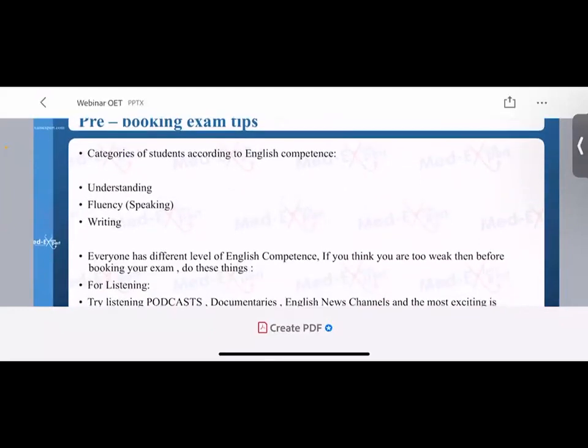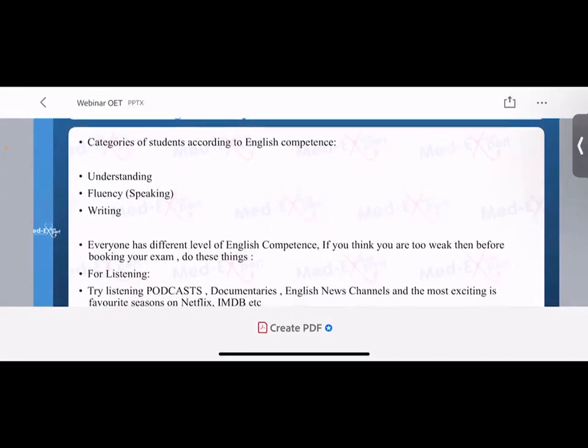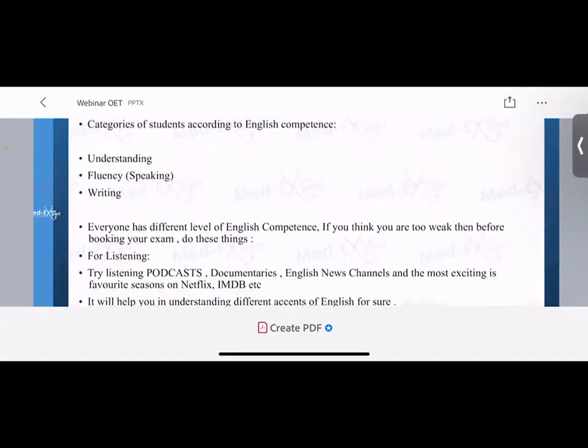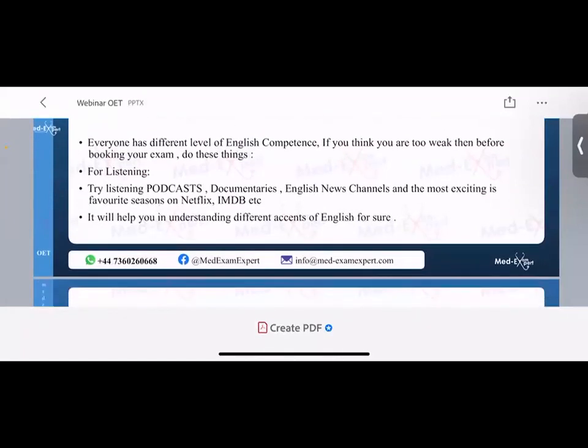So there are some pre-booking exam tips. Categories of students according to English competence. There are 3 things: understanding, fluency, which is speaking, and the other one is writing. Both reading and listening come under understanding. Fluency is for speaking, and writing is whatever you write, how you can write in English. Everyone has a different level of English competence. If you think you are too weak, then before booking your exam, do these things. And what are these things?